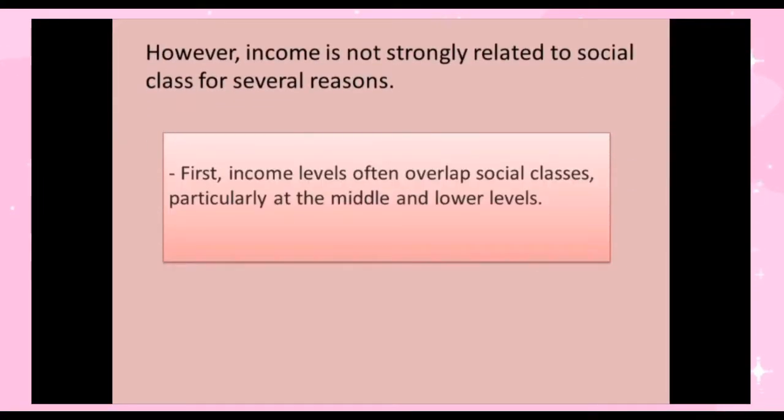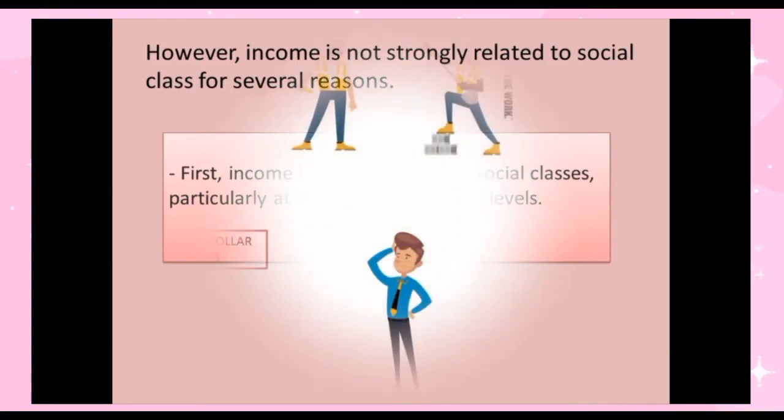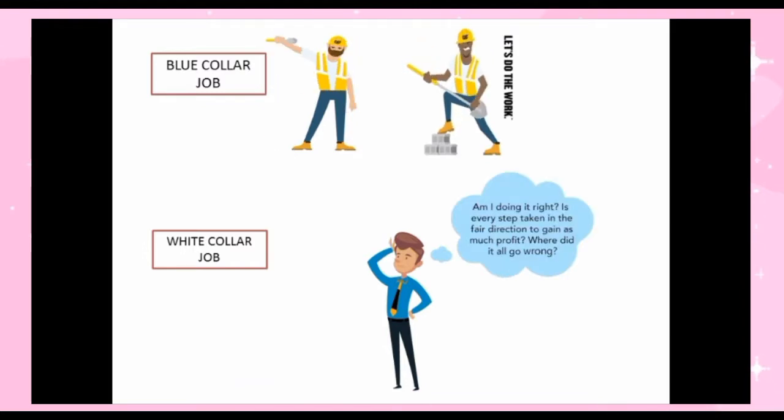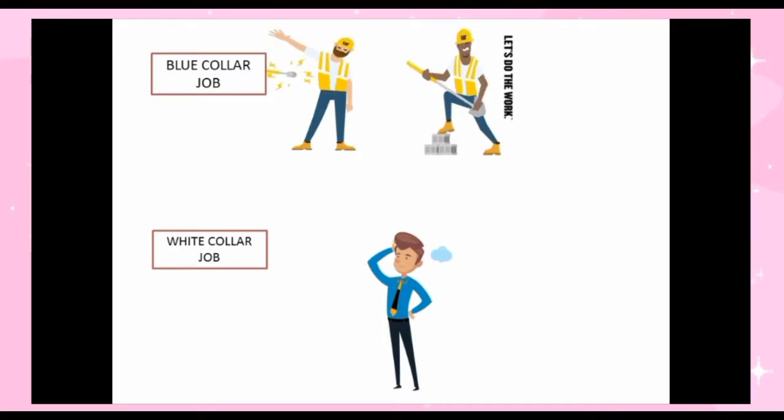Many people believe that more money means higher social standing. However, income is not strongly related to social class for several reasons. First, income levels often overlap social classes, particularly at the middle and lower levels. For example, many U.S. blue-collar workers have higher incomes than some white-collar workers, yet they do not have higher social standing.